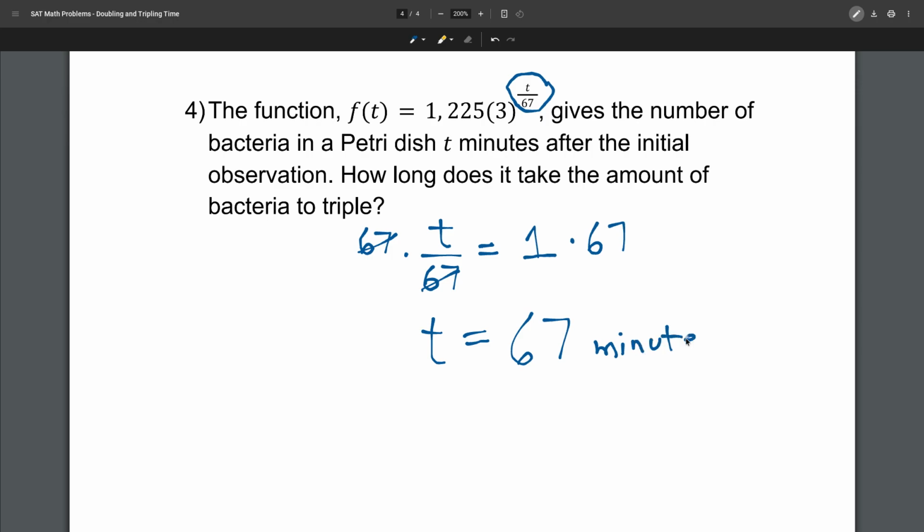Now you may have noticed in these problems that typically it's going to double or triple when the numerator is equal to the denominator. So hopefully you notice that pattern and it's helping you out with these problems.